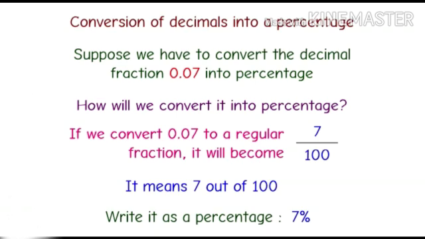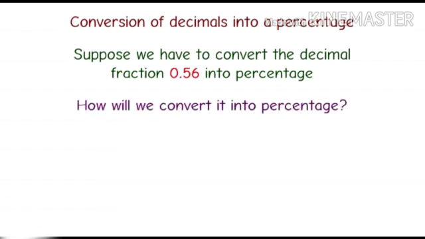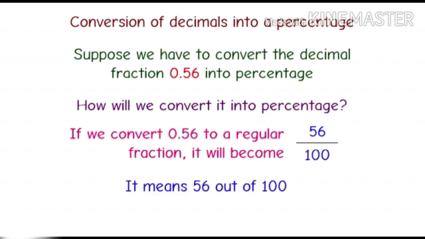Suppose we have to convert the decimal fraction 0.56 into percentage. How will we convert it into percentage? If we convert 0.56 to a regular fraction, it will become 56 upon 100. It means 56 out of 100. Write it as a percentage, 56%.